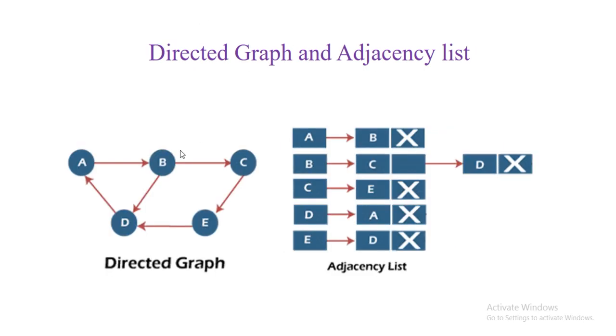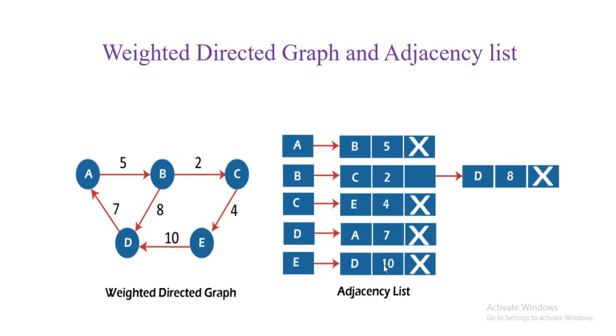Here, if a directed graph is given, how to create the adjacency list? See, direction is specified now, so write just A to B, just one node. So A to B only. Then B to C and B to D, both are outgoing edges. So write the C and here D. Then C, you can write the D first and then C, no problem. Then consider C to E is present. So write the C to E also. Then D to A is present. E to D is present, write the D here. So you can create the adjacency list in this way for the directed graph.